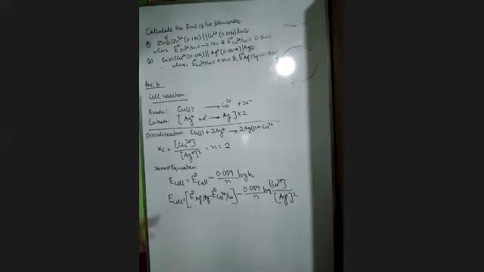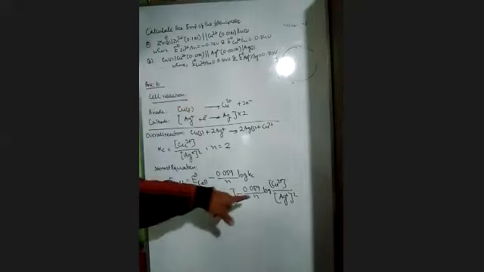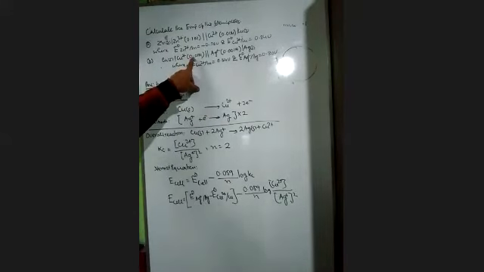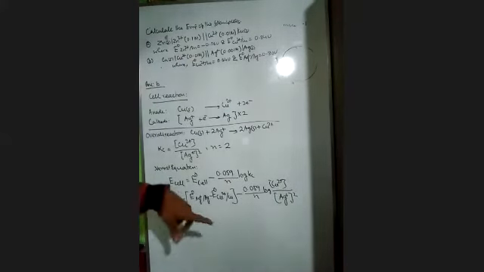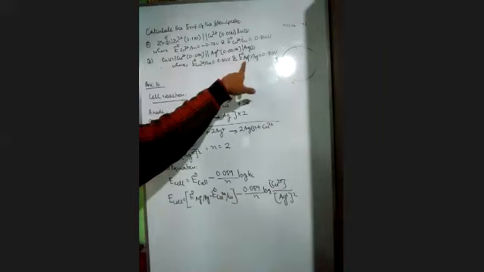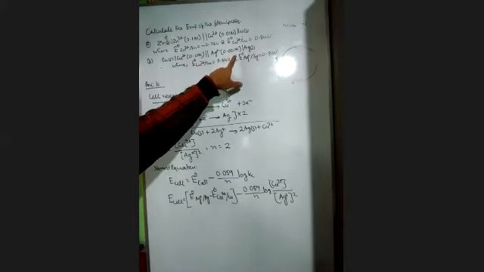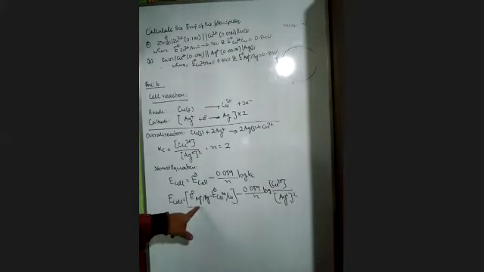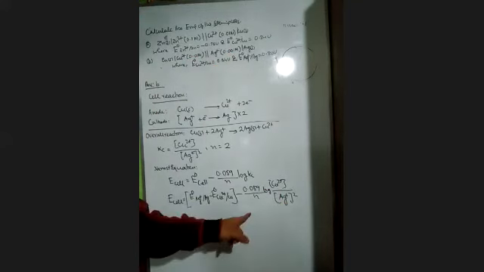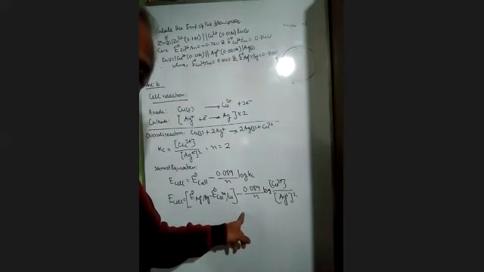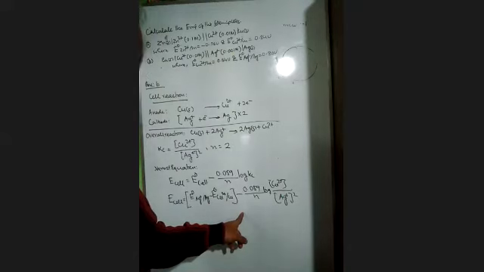So now you put the value. This is 0.01 molar and this is 0.001 molar. Put the value. These values are given here. Find it. This is very, very important for the board exam. I'm telling you, 100% chance it is going to come next year, as well as for your CBSE.